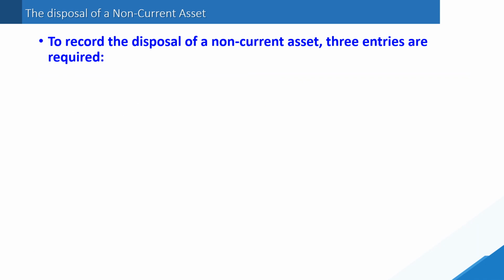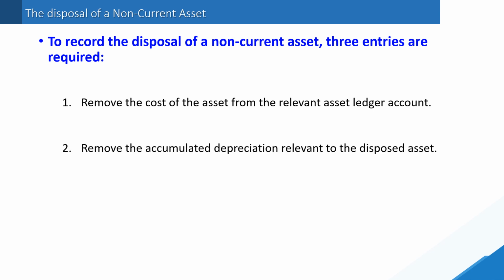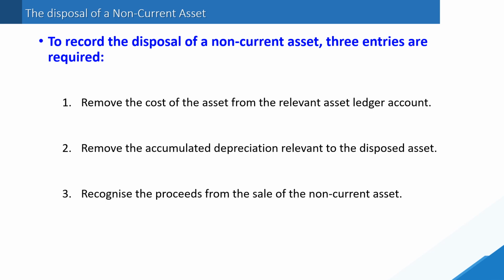So now let's look at the double entry, the 3 steps that are required to deal with this disposal of a non-current asset. There are 3 steps to concern ourselves with, and the first step is to remove the cost of the asset from the relevant asset account. The second is to remove the associated accumulated depreciation relevant to the disposed asset. And last but not least, our third step is to recognise the proceeds from the sale of that non-current asset. So by doing that, we will be increasing our asset at bank as money is received from that sale.